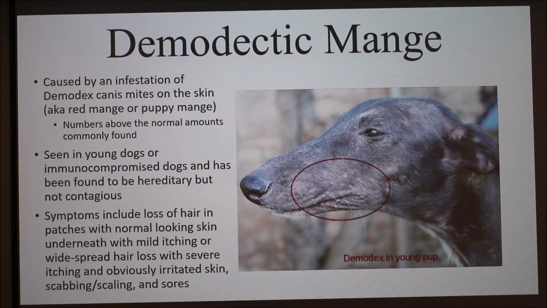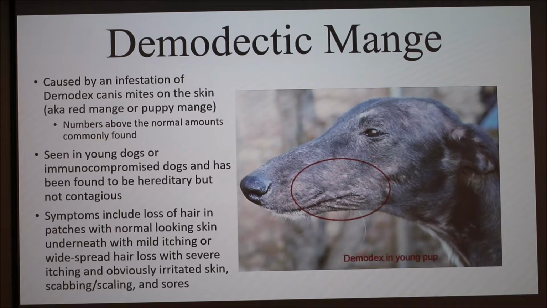It's seen in a lot of young dogs or dogs that are older and have immunocompromised bodies, but it's not contagious, but it has been found to be hereditary, and a lot of breeders actually try to breed against it. If they find a dog that has this Demodectic mange, they try to take it out of their breeding program because it can cause problems later on.